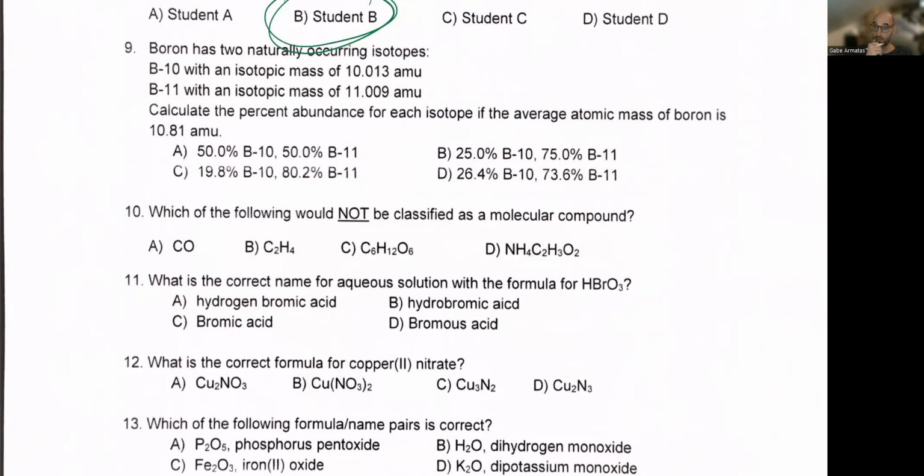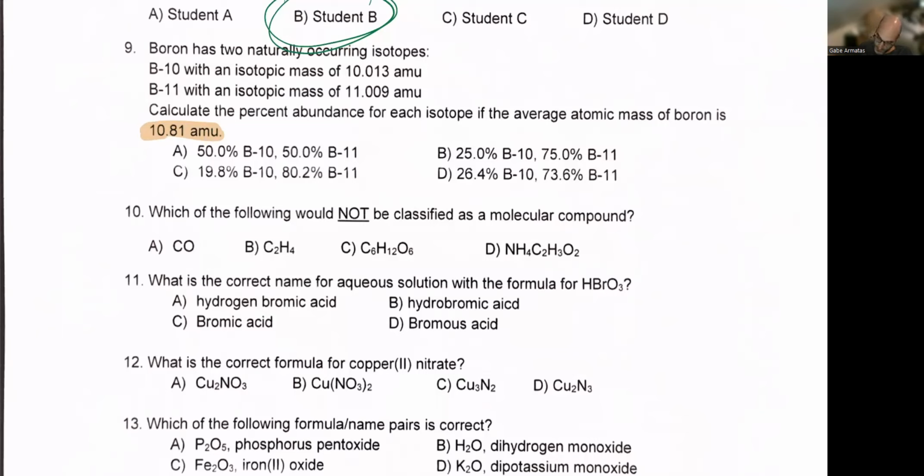Boron has two naturally occurring isotopes, B10 and B11. Calculate the percent abundance for each isotope. Okay, we know the average mass. If we're doing this calculation, we're always going to essentially take an isotope's mass times its abundance fraction. So first of all, let me just make sure all of these add up to 100. They do.